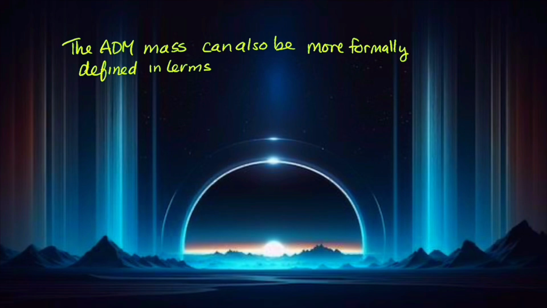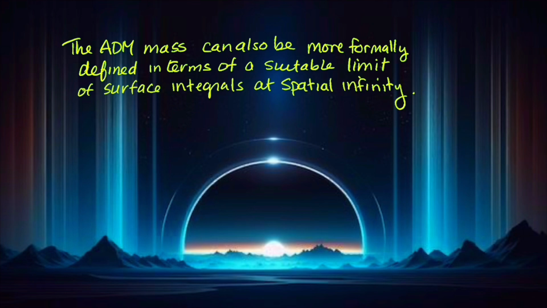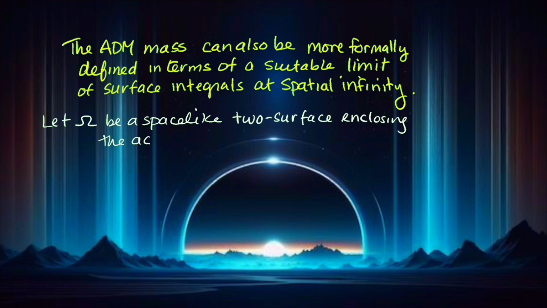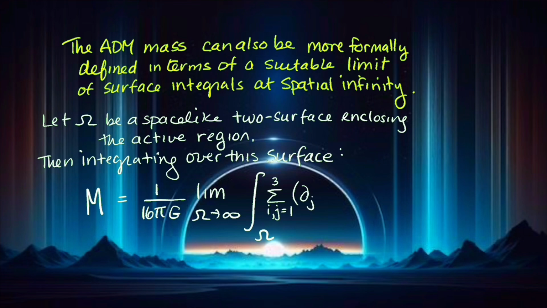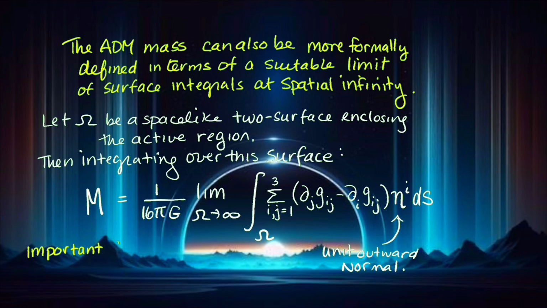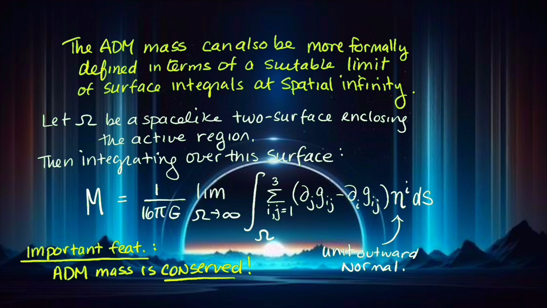As we consider our formalism further, the ADM mass can also be more formally defined in terms of a suitable limit of surface integrals at spatial infinity. If we let omega be a spacelike 2-surface enclosing the active region, then integrating over this surface will give us m is equal to 1 over 16 pi G times the limit as this region goes to infinity of the following integral, where n i is the unit outward normal. The important feature of the ADM mass is that it is conserved.